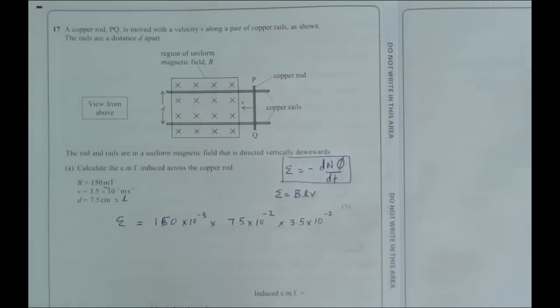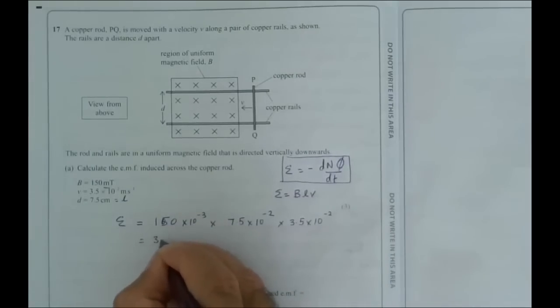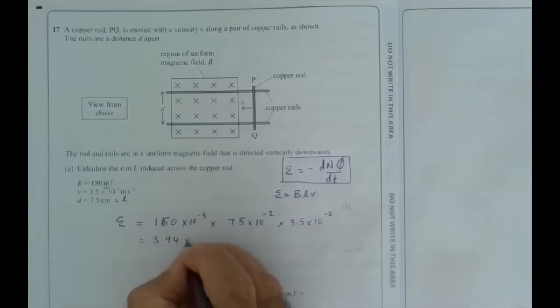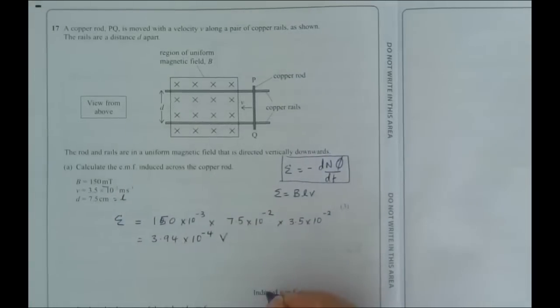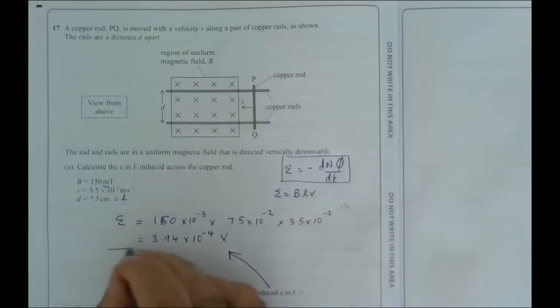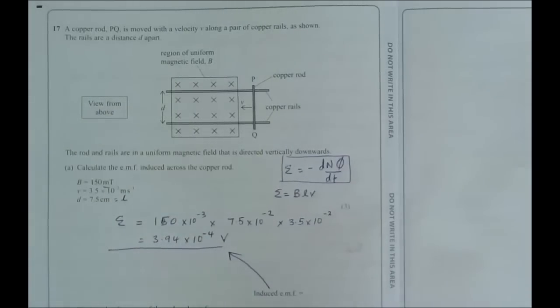And once you multiply those values together, you actually get 3.94 times 10 to the minus 4 volts. So once you get that, you have worked out the induced EMF.